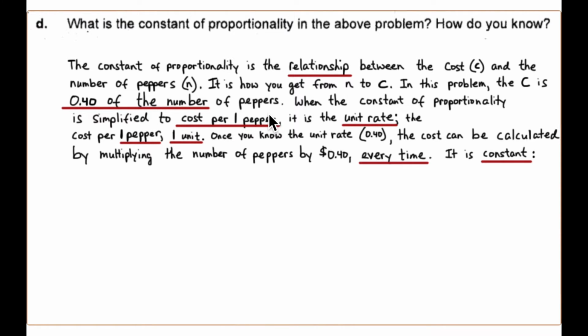When the constant of proportionality is simplified to the cost per one pepper, that is the unit rate. What is the cost for one pepper?